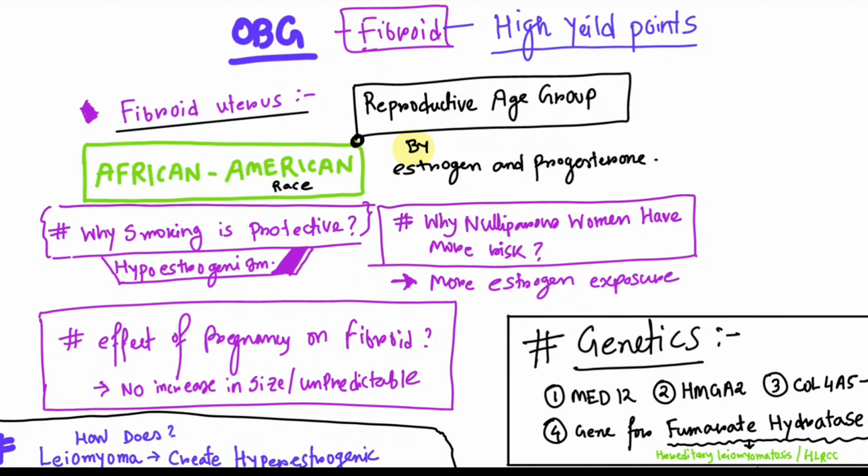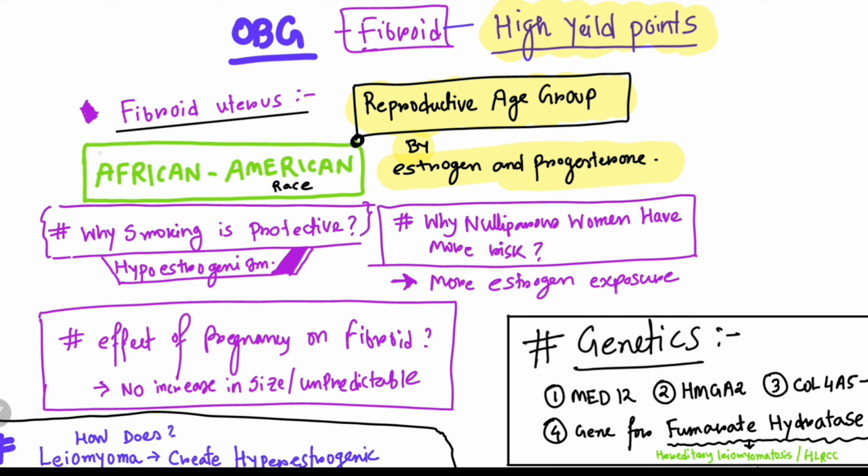Today we are going to discuss some high yield points about fibroid uterus. Fibroid uterus is a kind of tumor which arises from the uterine myometrium. So let's begin. You will mostly find fibroid uterus in the reproductive age group, and the reason behind this is that it arises under the influence of estrogen and progesterone hormones.